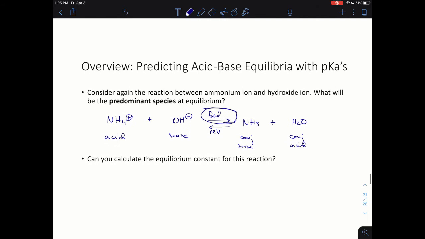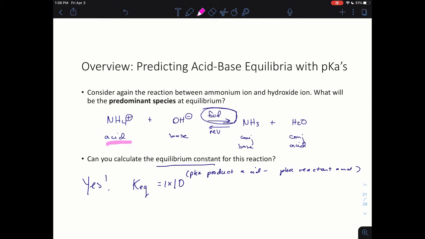So we can take the pKa data and calculate the equilibrium constant for this reaction. The equilibrium constant will be 10 to the difference between the pKa of the product acid minus the pKa of the reactant acid. So we need to identify the acids on both sides. Ammonium is the acid on the left, and water is the acid on the right.